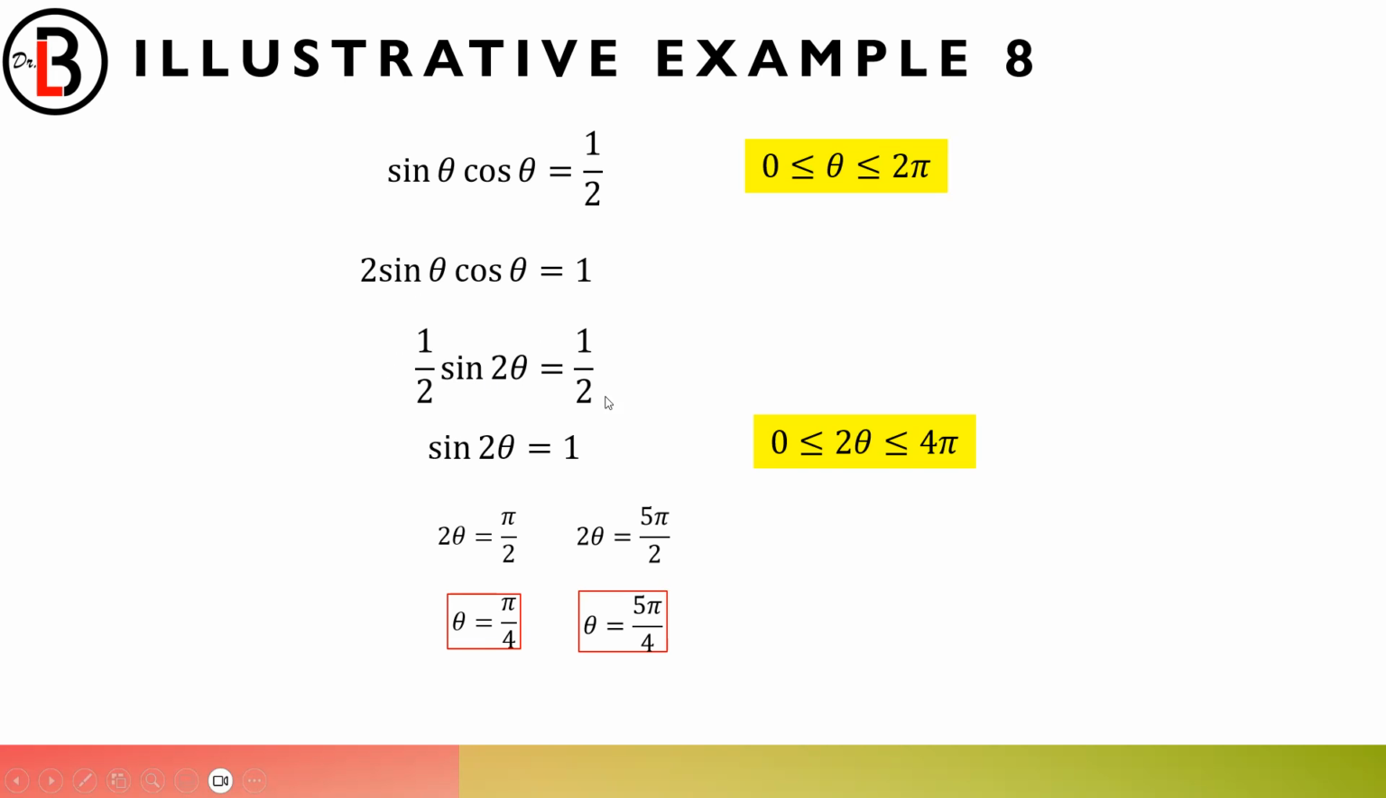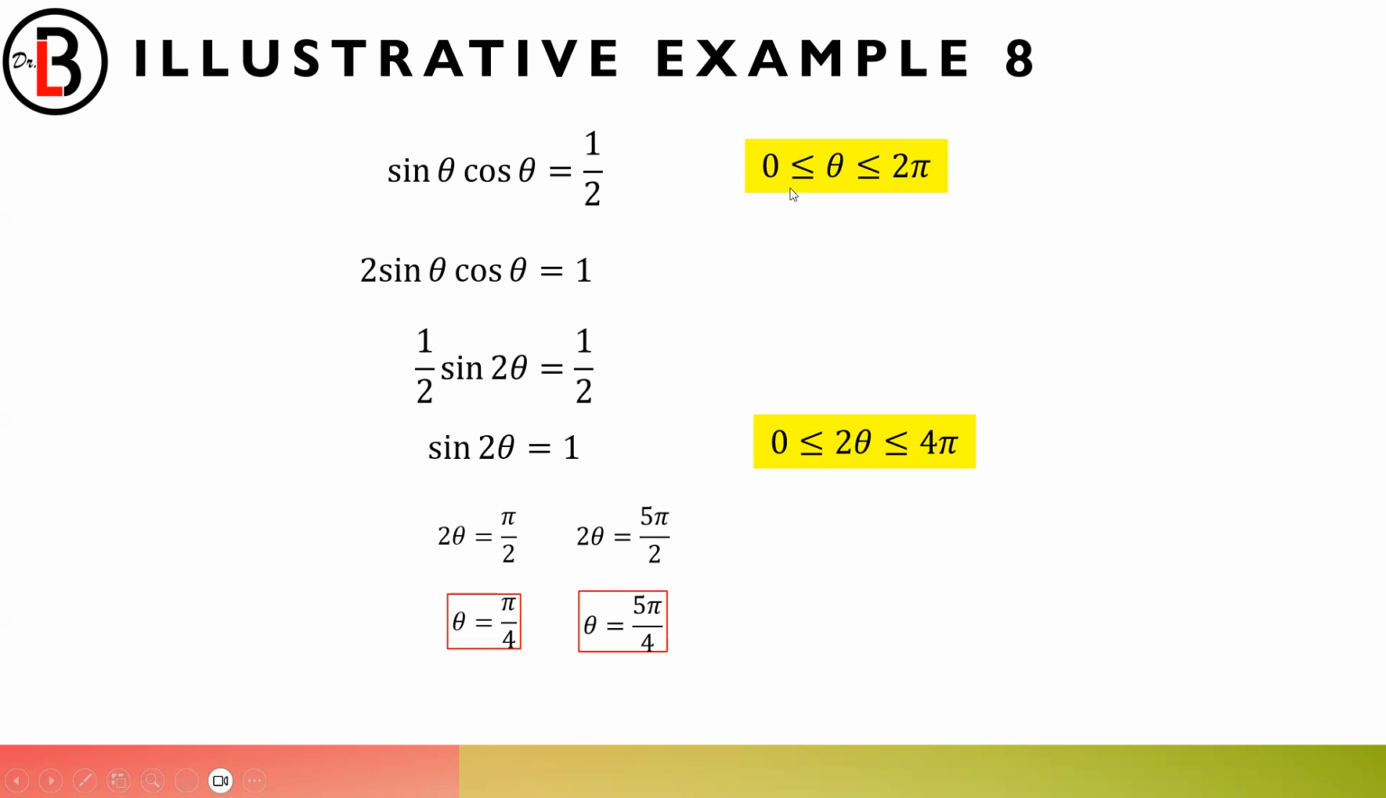Don't mind this line anymore. Sine 2 theta is equal to 1. Take note that on top, it's a function of theta. The bottom became a function of 2 theta. So when is sine 2 theta equal to 1? When it is 90 degrees. So you can say it's equal to 90.